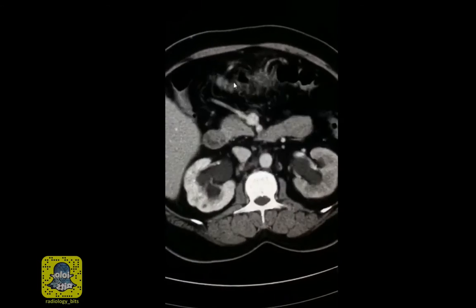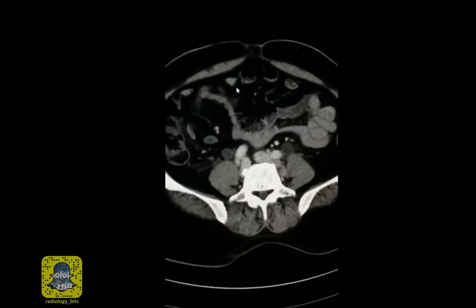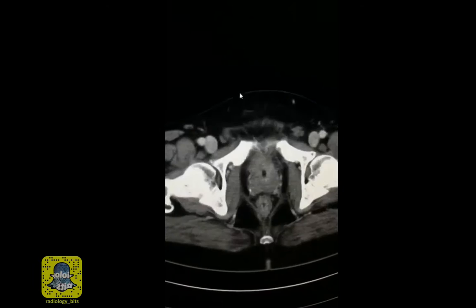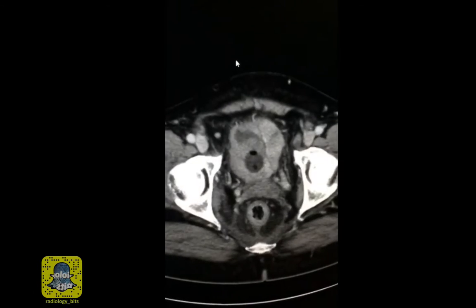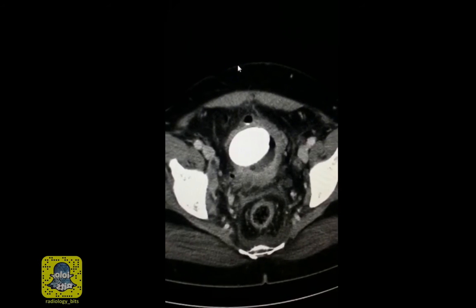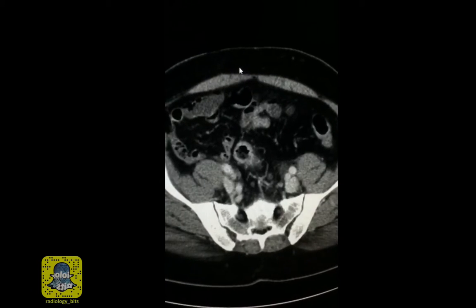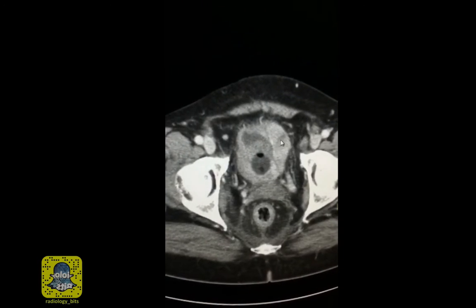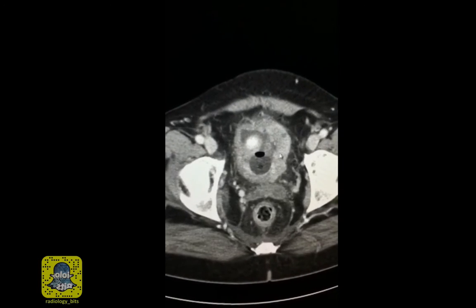This is the same patient after giving intravenous contrast as viewed in the portovenous phase. Remember that a portovenous phase is obtained about 60 to 70 seconds after giving intravenous contrast. And now you could clearly see the heterogeneously enhancing thick urinary bladder wall.